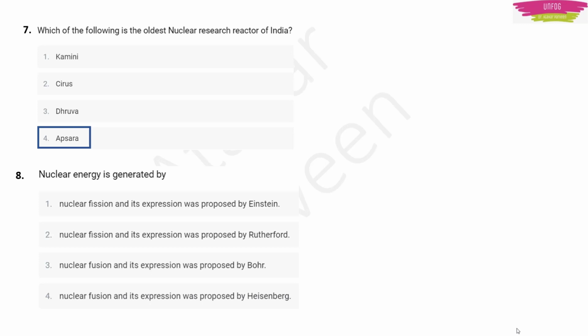Then again fission, they are telling, then the scientist name they have given is Rutherford. Then they are telling fusion. Fusion is not the option at all, right? The option nuclear energy, nuclear reactor, nuclear fission is only there, and the expression is given by Einstein.